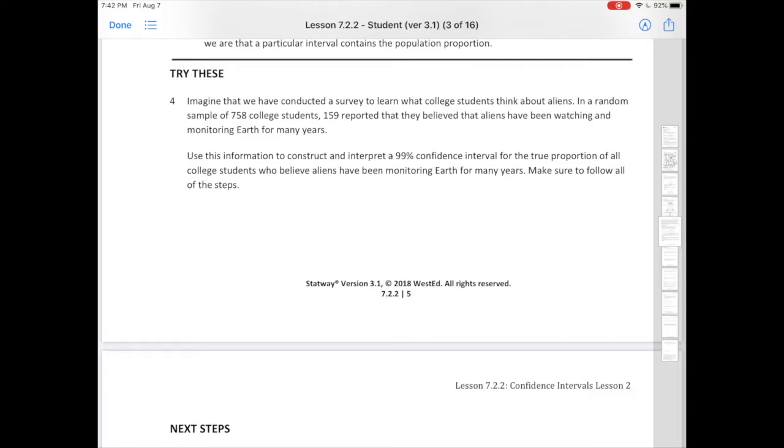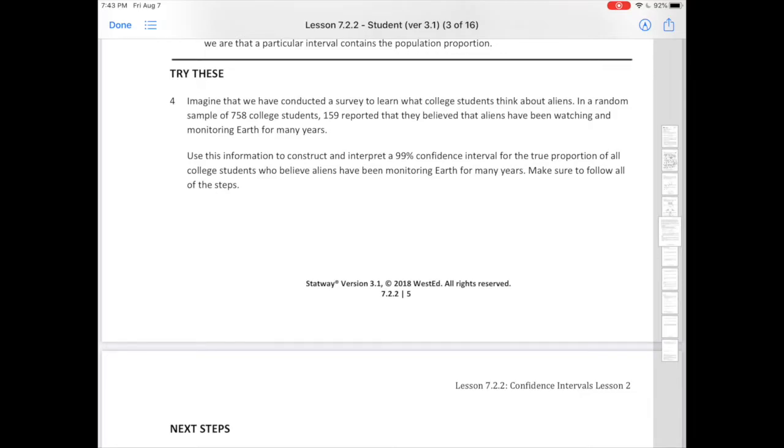Okay, so let's go ahead and do another example. Imagine that we have conducted a survey to learn what college students think about aliens. In a random sample of 758 college students, 159 reported that they believed that aliens have been watching and monitoring Earth for many years. Use this information to construct and interpret a 99% confidence interval for the true proportion of all college students who believe aliens have been monitoring Earth for many years. Make sure to follow all the steps.